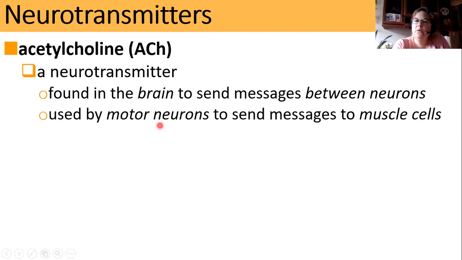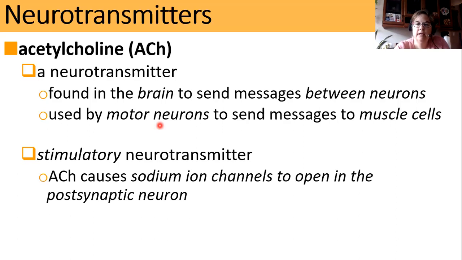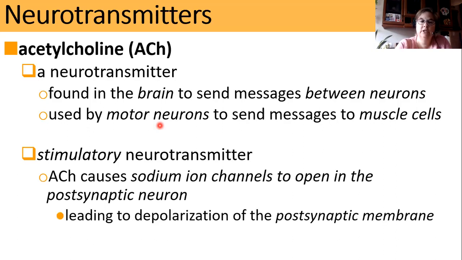It's also used by motor neurons to send messages to muscle cells. So it goes from neuron to neuron, but acetylcholine also affects our muscle cells. So it's in a motor neuron. Almost always, acetylcholine is a stimulatory neurotransmitter, which means it goes to receptor sites that are on sodium ion channels. Okay, so sodium ion channels open in the postsynaptic neuron. If enough open to reach threshold, then we get a wave of depolarization. Okay. All right.